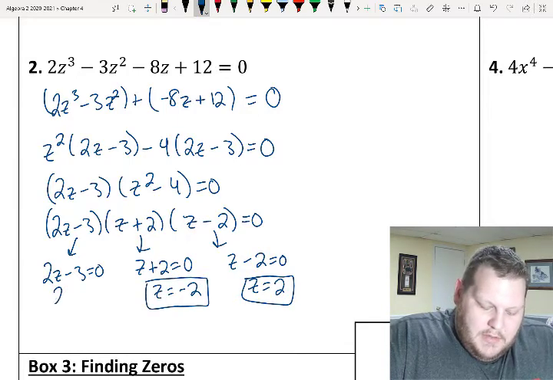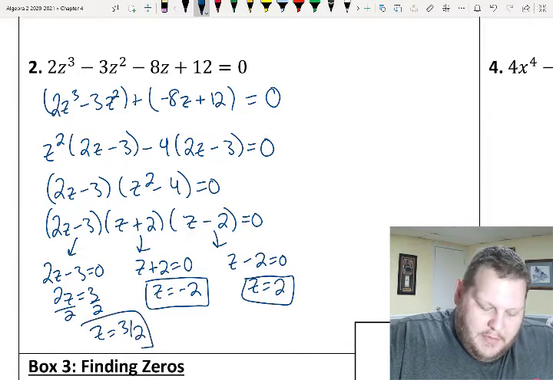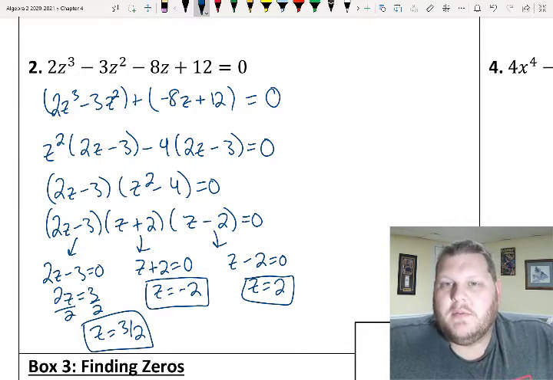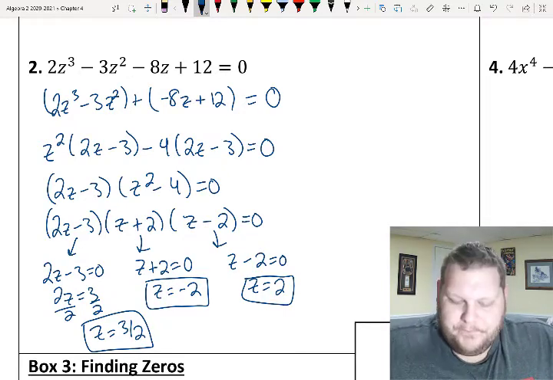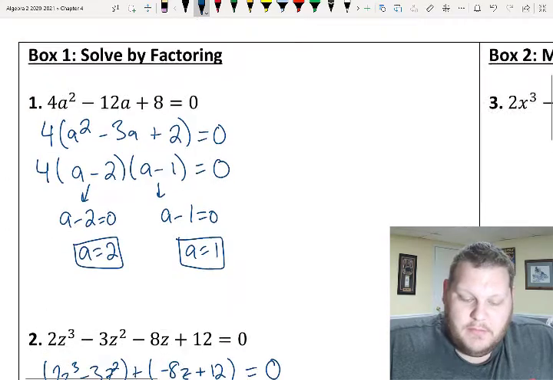And then here, 2z equals 3. So if I divide by 2, I get z is 1.5, or 3 over 2. So those are my 3 solutions for that problem. And that's just solved by factoring.